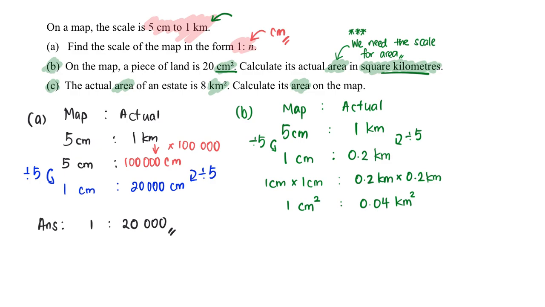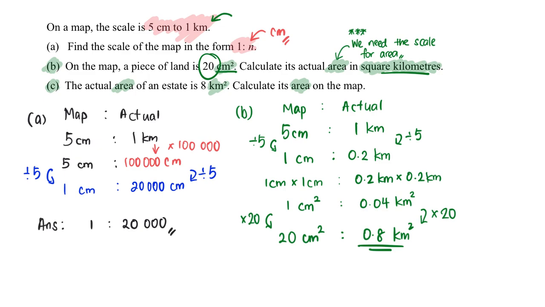Alright, and with that, I will then be able to very easily find out what it will be my 20 cm square, because all I have to do is just to multiply by 20 on both sides, and I will get the answer as 0.8 kilometer square, and that will be my answer for part B.